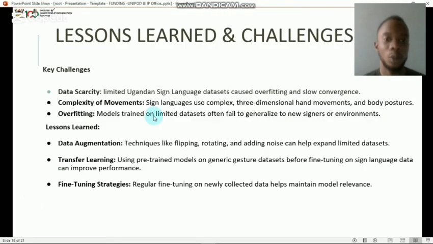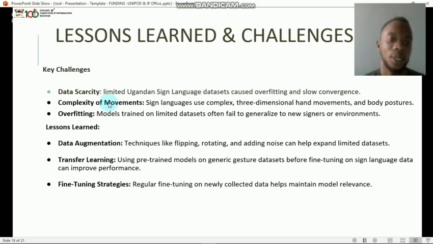Without further ado, we'll go to the lessons learned and the challenges. Basically, the key challenge that we experienced was data scarcity. The Ugandan sign language datasets were overfitting as we were training the models because of the limited number of videos in these datasets.